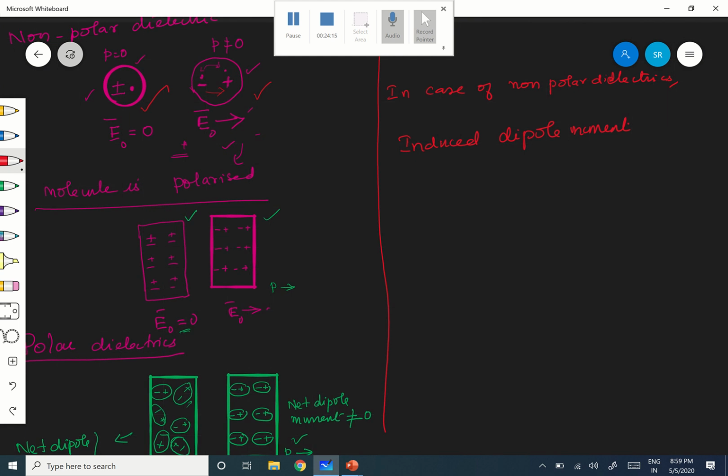Therefore, the magnitude of the induced dipole moment is directly proportional to the external electric field. Therefore, you can say P is equivalent to some constant here. The constant here is alpha epsilon naught E naught. Epsilon naught, you know very well, is the absolute electric permittivity. And what is alpha here? Alpha is a very important constant of proportionality.